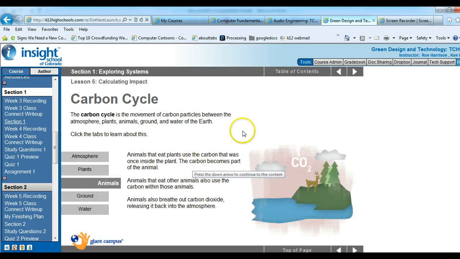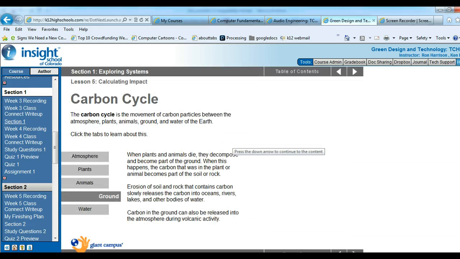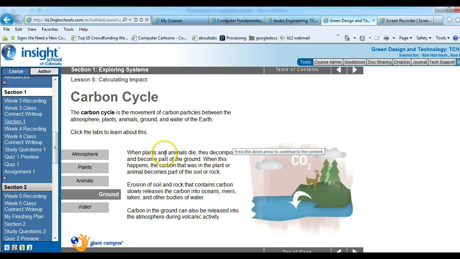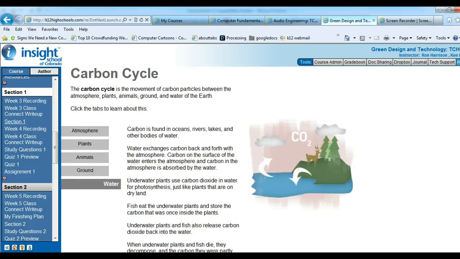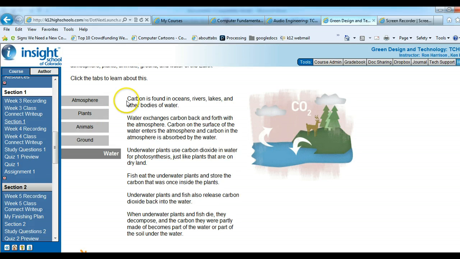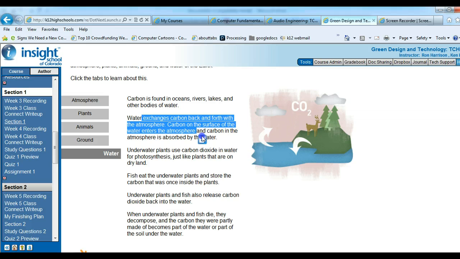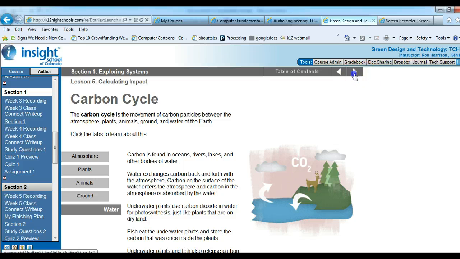Animals, of course, when we eat plants, use the carbon that was once inside the plant. Carbon becomes part of the animal. We breathe out carbon dioxide, releasing it back to the atmosphere. Plants and animals die and decompose, and then our carbon gets released back into the system. And finally, carbon is found in water, and the water exchanges carbon back and forth with the atmosphere through evaporation, precipitation, all of that. So the water and the carbon cycle.